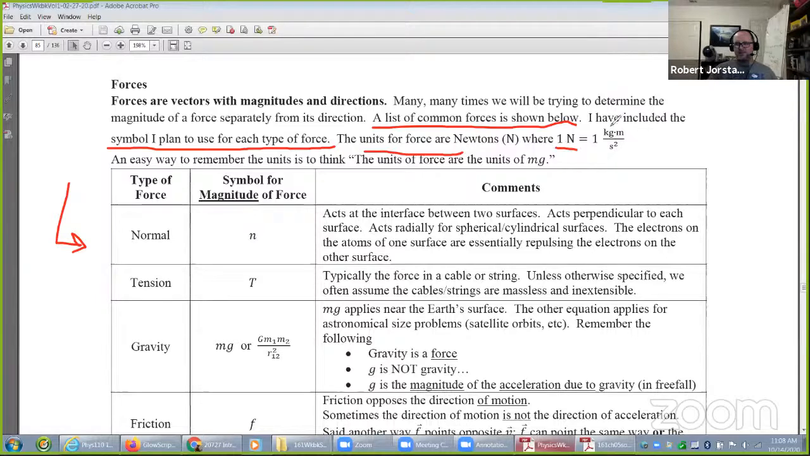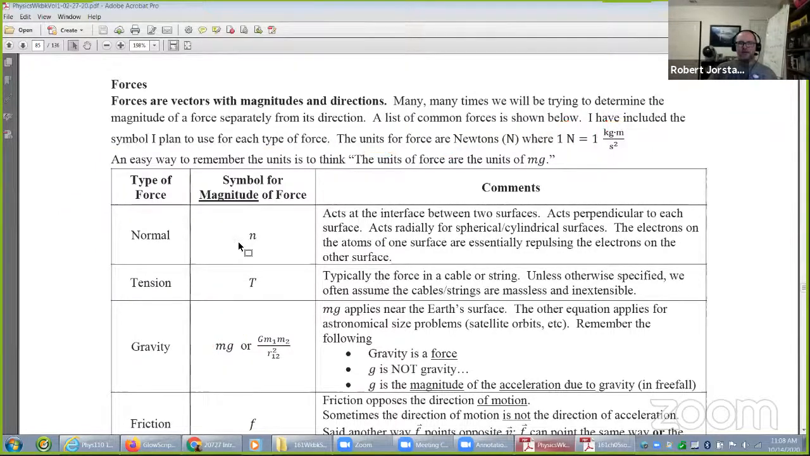And notice that a Newton is a kilogram meter per second squared. What I like to do is remember that the gravitational force near Earth's surface is mg. Well, m has units of kilograms, that's just a mass, and g has units of meters per second squared. So rather than try to remember what a Newton is that way, for some reason I just have it stuck in my mind: forces are equivalent to mg in terms of units. So the units of force are the units of mg, which are kilogram meter per second squared. This is a mass times an acceleration magnitude. All right, so there's the units of the force.